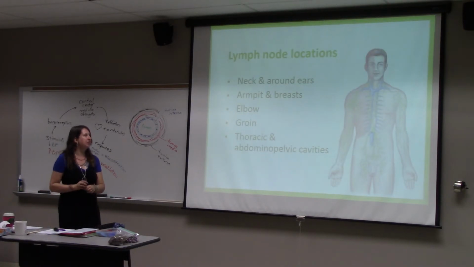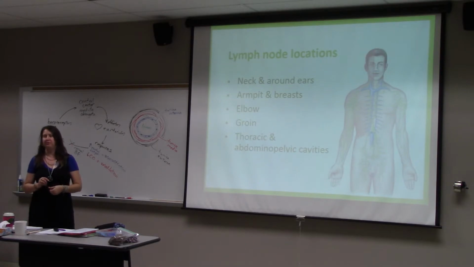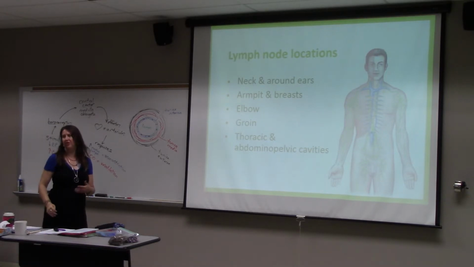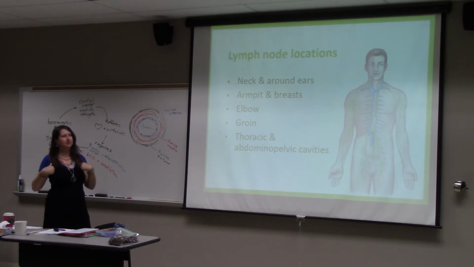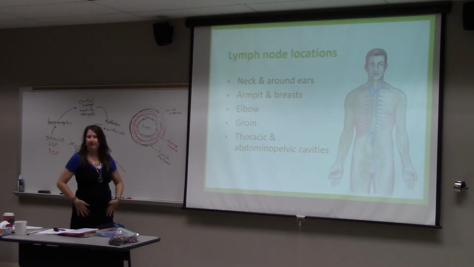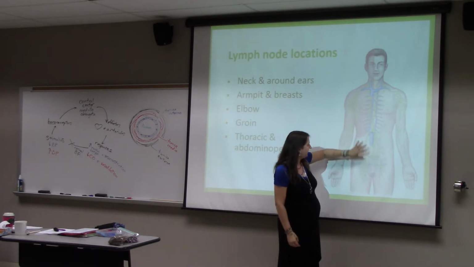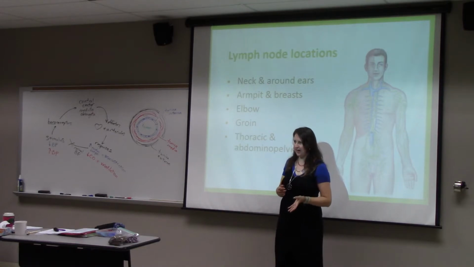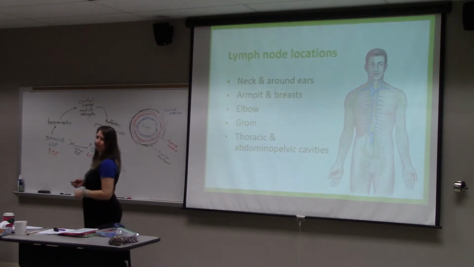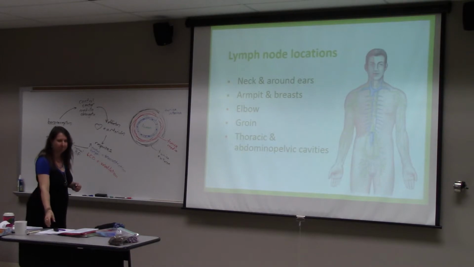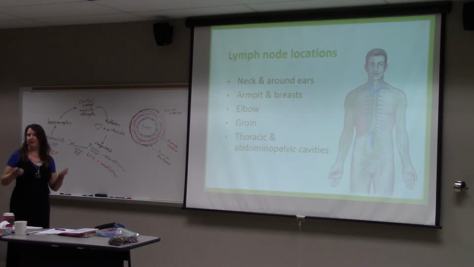Some major locations of lymph nodes, the ones you're probably most familiar with, are in the neck and close to the ears. If you ever have, when you're sick, some kind of bump in your neck or along your jaw, that's a lymph node. Sometimes people call it swollen glands, but they're not glands. There's some in the armpit and around the breasts, clusters in the elbow and the groin, and then within the ventral cavity there are a lot surrounding the digestive tract for anything that might get absorbed from the food and so on. Questions on lymph nodes?